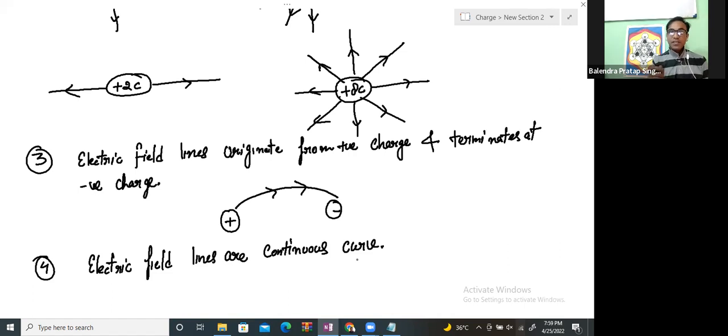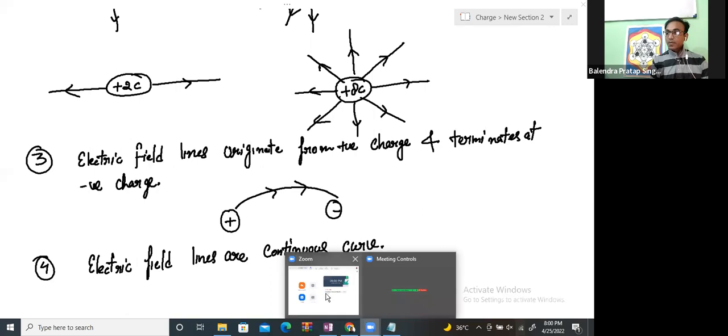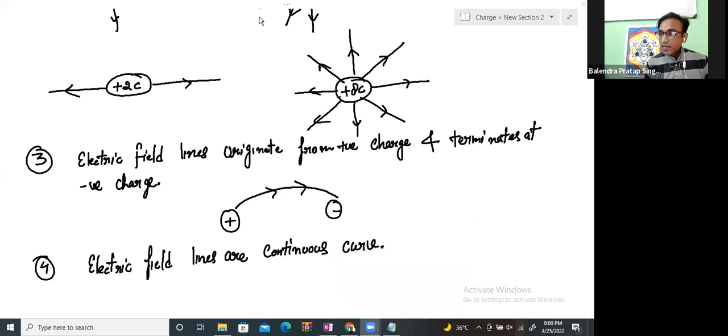Okay, so what we studied today: we found the expression of electric field at the equatorial line of a dipole. That's a long expression, a long derivation. We completed that derivation, and after that we studied what electric field lines are, and we studied the 4 properties of electric field lines. So today I am stopping my class here. The next class will be on Wednesday, same time, I think 6:30.